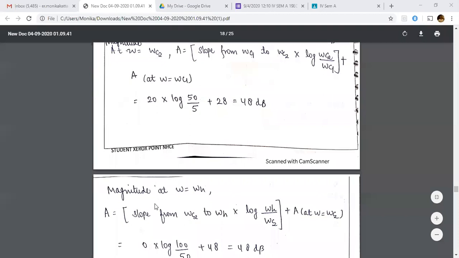So at last, you will find magnitude at omega equals omega H. Again, using the formula, slope from omega C2 to omega H into log of omega H upon omega C2, plus magnitude at omega equals omega C2. Remember, A is nothing but magnitude. We have written magnitude by A here. Okay. So what is the slope from omega C2 to omega H?